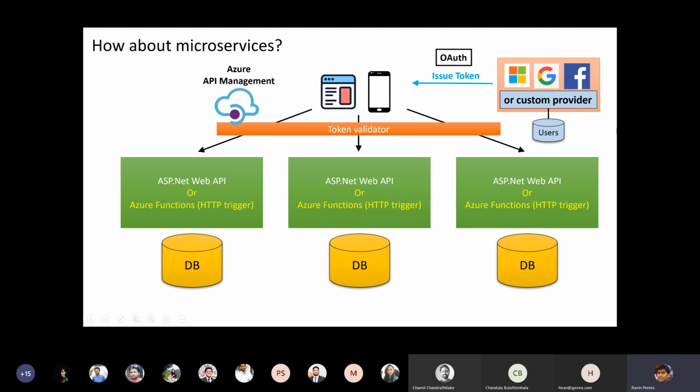All right. Anyone have any questions? Yes. One question: what if one web API needs to communicate with another one within the token validator? I mean, in this image, let's say the first web API needs to connect with the second one. Do we still go through the token validator?